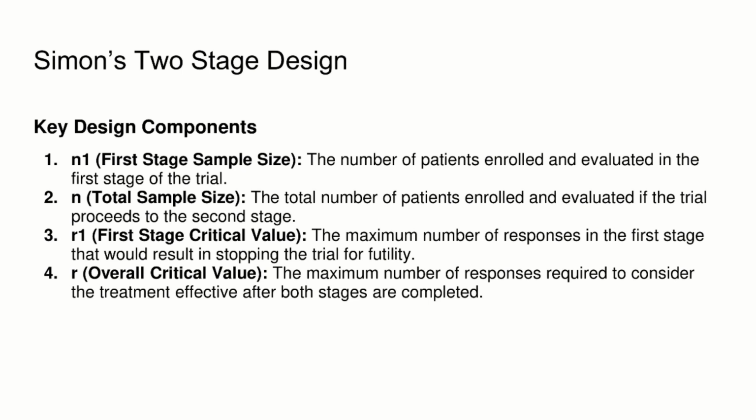Key design components. N1, first stage sample size. The number of patients enrolled and evaluated in the first stage of the trial. N, total sample size. The total number of patients enrolled and evaluated if the trial proceeds to the second stage. R1, first stage critical value. The maximum number of responses in the first stage that would result in stopping the trial for futility. R, overall critical value. The maximum number of responses required to consider the treatment effective after both stages are completed.